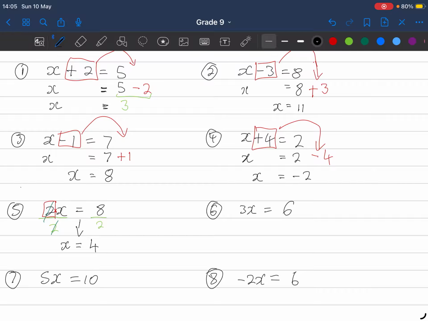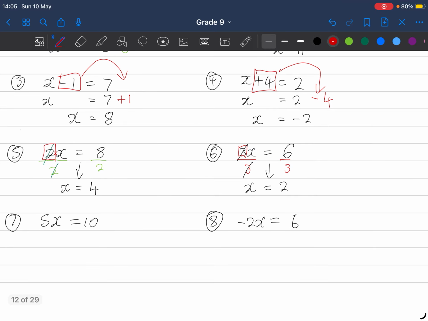Let's go. So the second one, anomaly identified. Divide both sides by 3. Bring my equals sign over there. The 3s cancel. x is equal to 6 divided by 3, which is 2. Next one. Divide both sides by 5. Bring my equals sign. The 5s cancel. x is equal to 2.